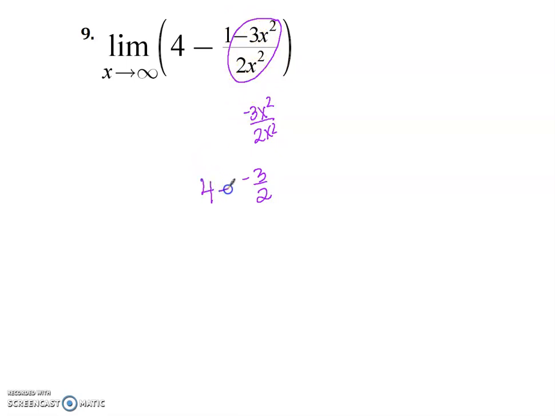Then I would do 4 minus a negative 3/2, so that'll end up being 4 plus 3/2. So 4 I'm going to change to 8 over 2 plus 3 over 2. That'll make my limit here 11 over 2. So if you have two parts, you do each part separately and then subtract the two.